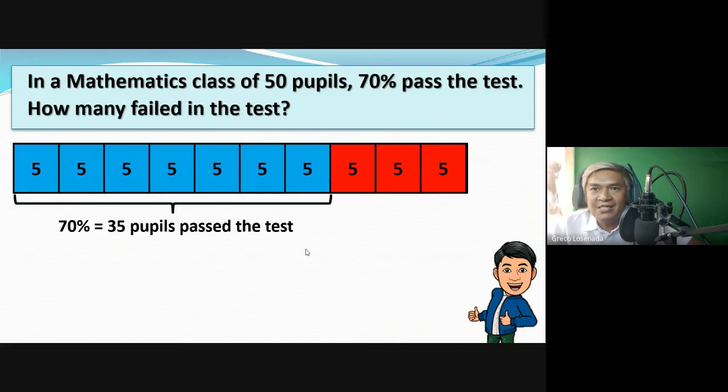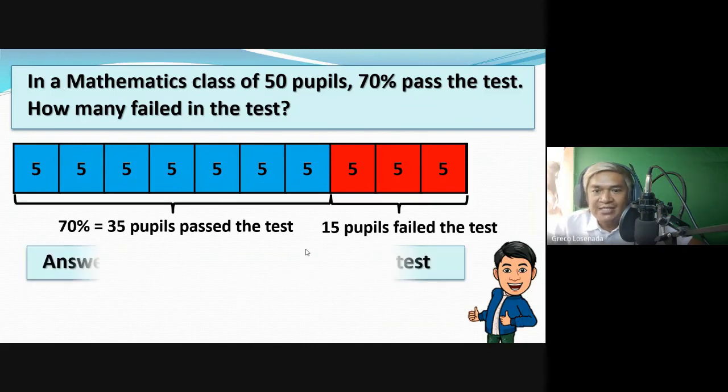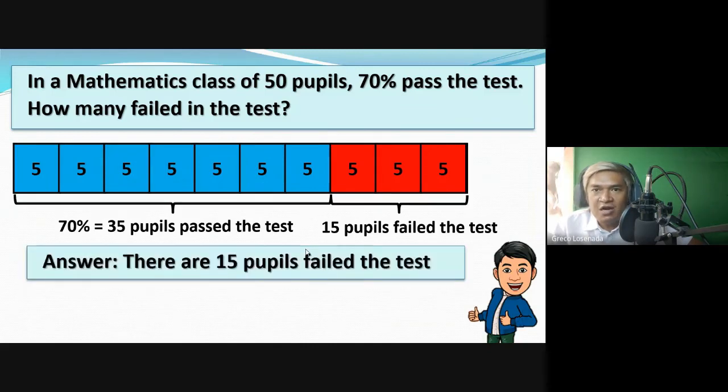Then the remaining boxes represent the number of pupils who failed the test. So how many remaining boxes do we have? We have 3 remaining boxes. That is equivalent to how many pupils? Yes, you are correct. That is equivalent to 15 pupils because we simply multiply 3 times 5, giving us 15 pupils who failed the test. So the answer to the problem: there are 15 pupils who failed the test.